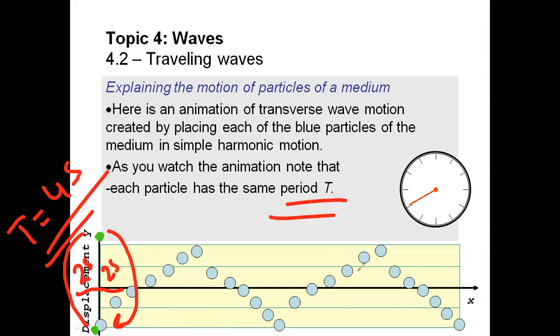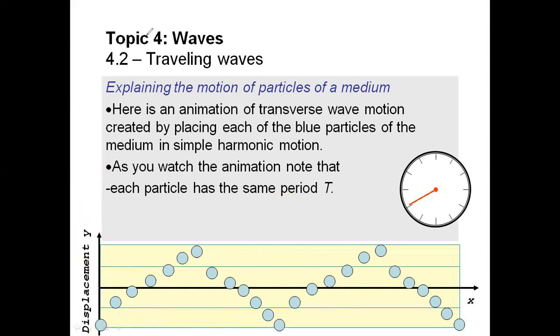And the period is the time needed for one complete oscillation. And all particles in a transverse wave have the same period. It's a very important property.